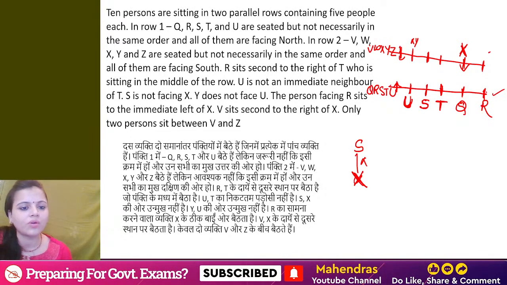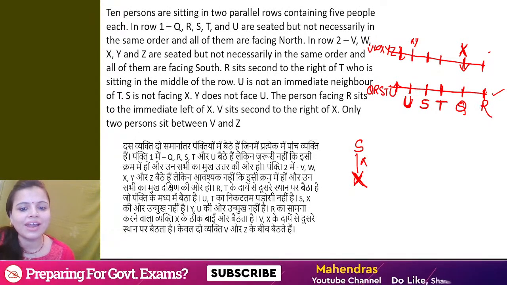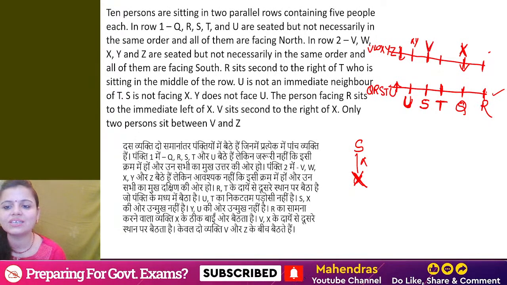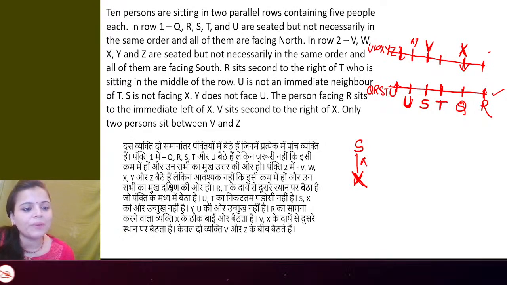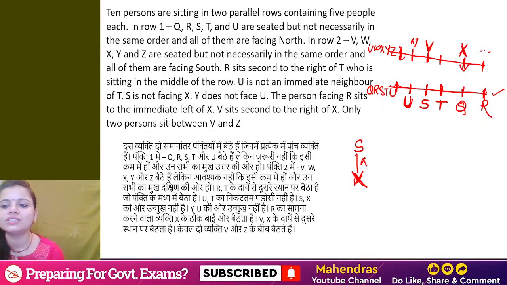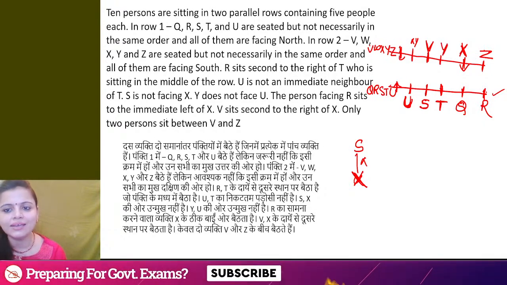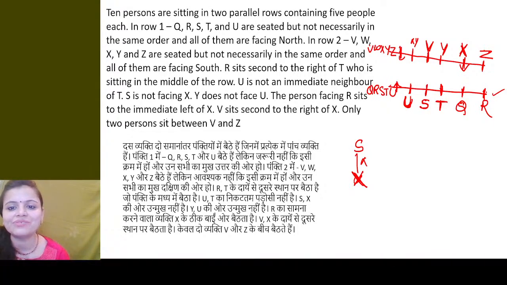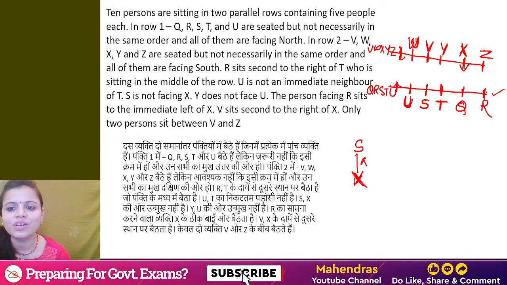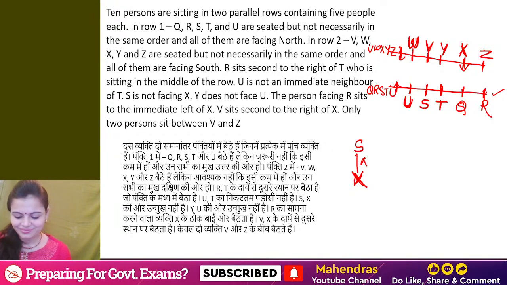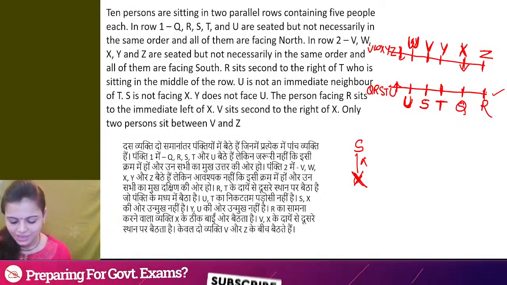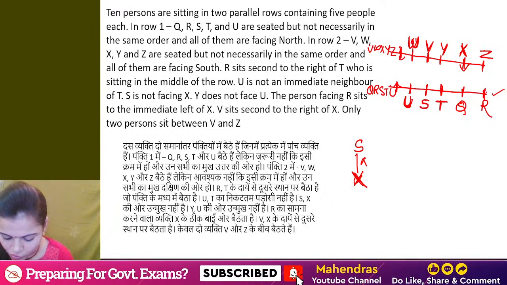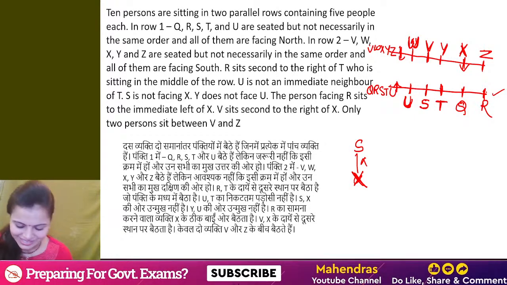Now it's time for the other row. V is second right of X. Only two persons sit between V and Z, so this place is for Z. As Y is not facing U, Y is facing T. Only one person is left, W, so this place is for W. It's done. Yes, U, S, T, Q, R. Yes, correct. And the second row, W, V, Y, X, Z. Yes, correct.